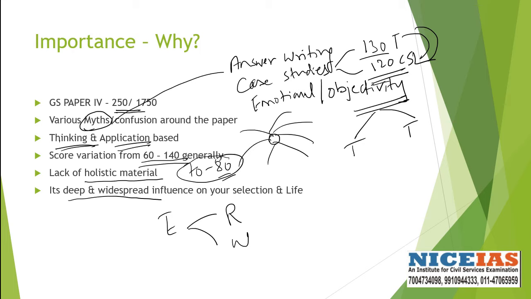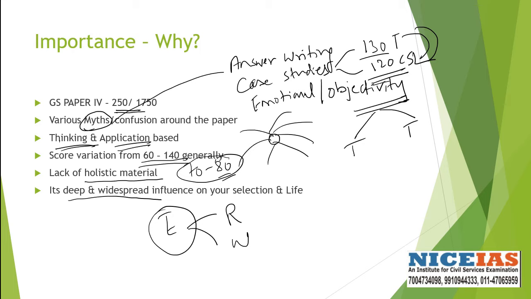right? So like in GS paper 1, 2, 3, you get to know about the historical dimension, the sociological dimension, the economic dimension, the geographical dimension. This particular paper is about the ethical dimension to the issue.